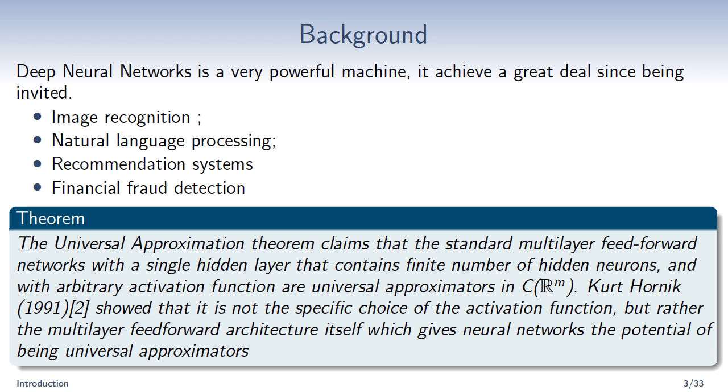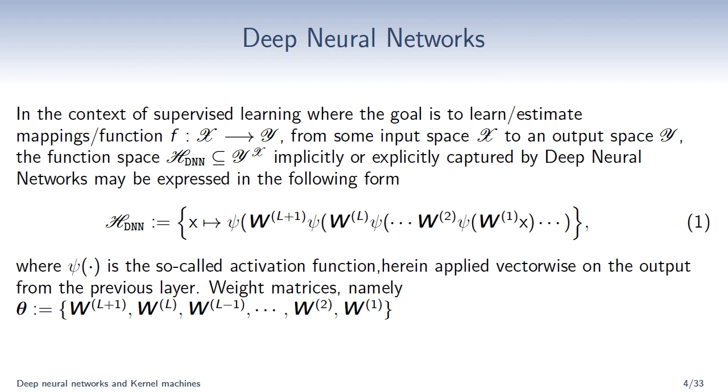Deep neural network is a very powerful machine. It has achieved a great deal since being invented, in a lot of areas, for example image recognition, recommendation systems, and so on. Also, there is a theory, the universal approximation theorem, to back it up, which shows that deep neural network is indeed a very great machine in machine learning. So now let's look at the deep neural network.